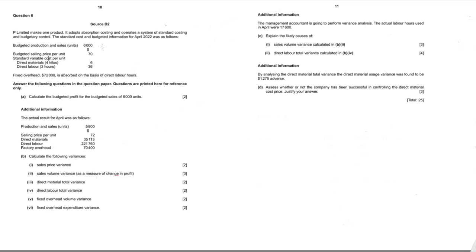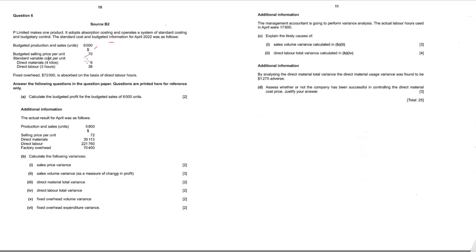Now let's do question number 6. P Limited makes one product. It adopts absorption costing and operates a system of standard costing and budgetary control. Standard costs and budgeted information is given. So budgeted production and sales is 6,000. So they estimated that they would produce 6,000 units during the period.